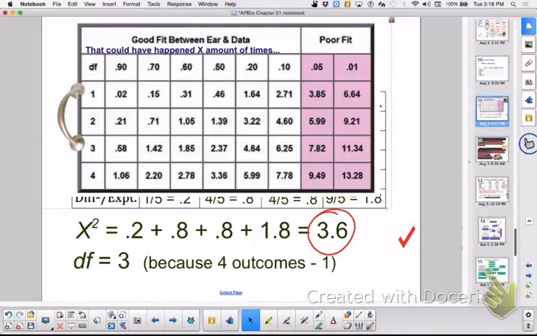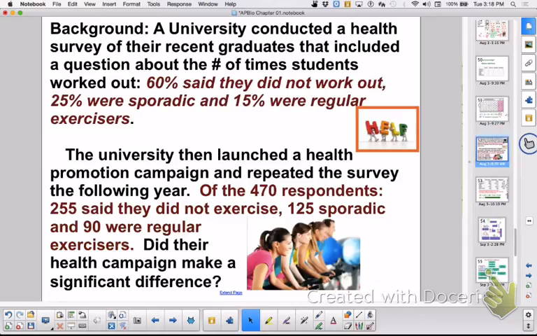One more example I think I did here. Now this one was a little bit harder, but I think it's manageable, and the answer was on your paper. A university conducted a health survey of their recent graduates that included a question about the number of times students worked out. 60% said they did not work out, 25% were sporadic, and 15% were regular exercisers. That is our initial information. Did they tell you how many students there were? No, we just got that data.